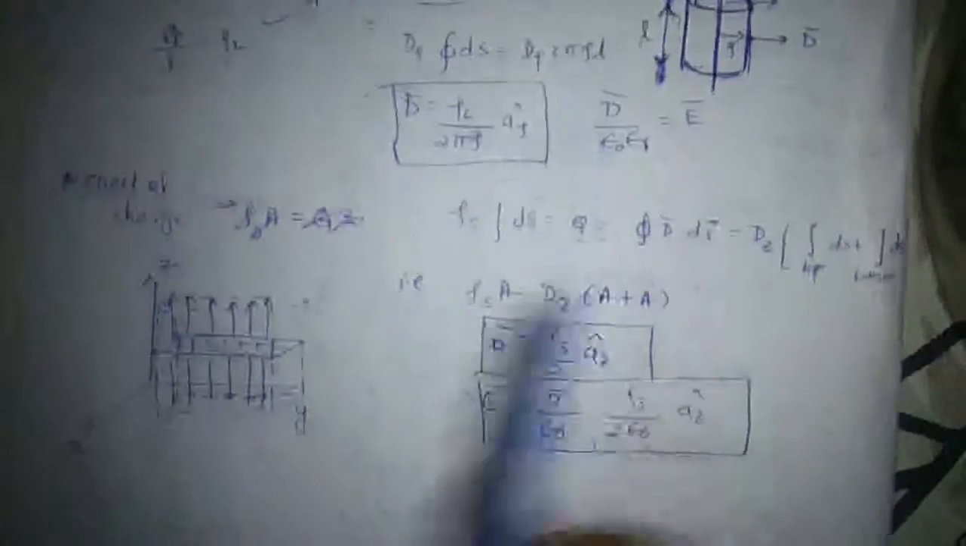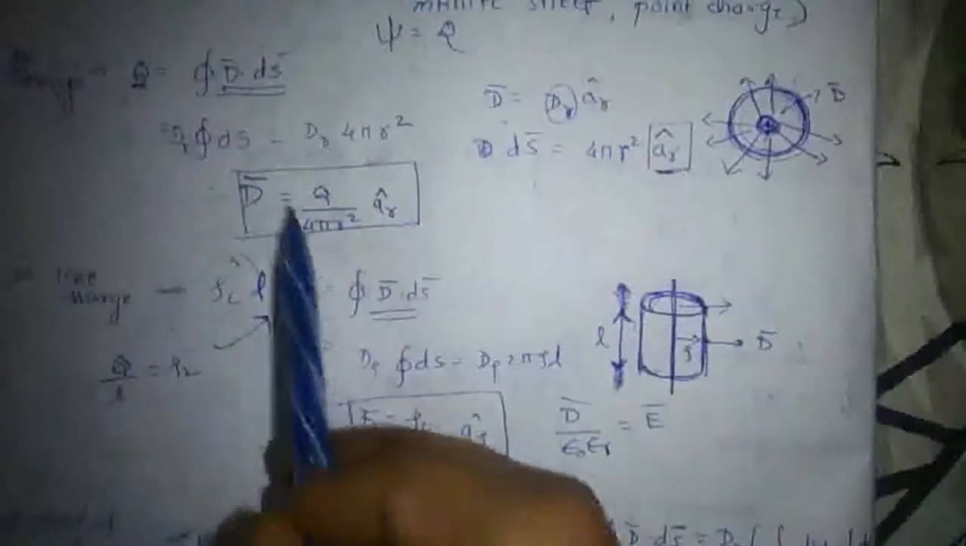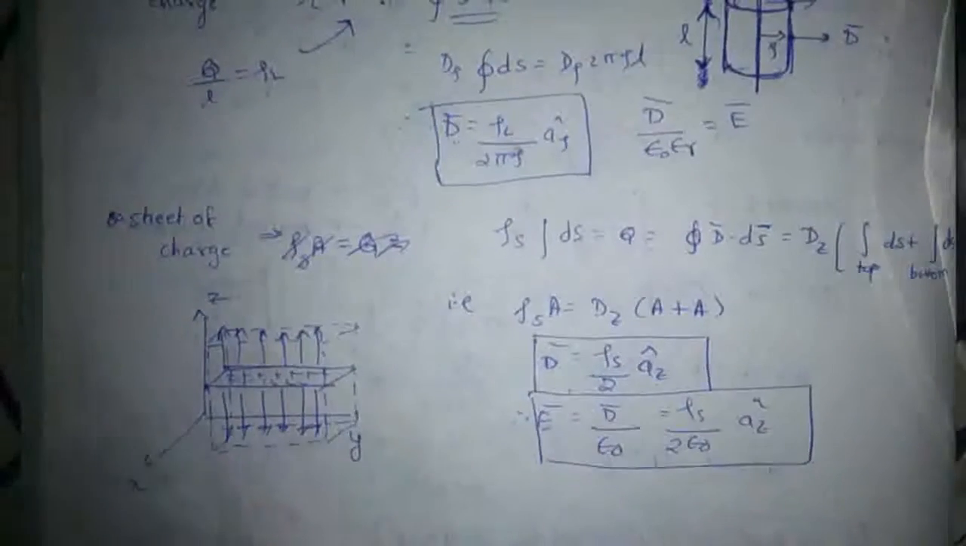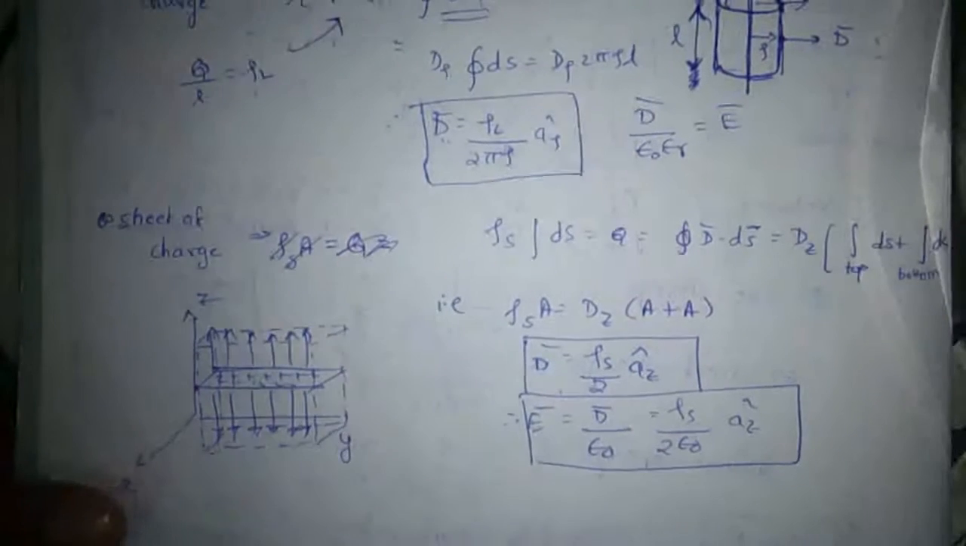But the important thing is to remember the formula of D bar. Here, 1, 2, and 3. If you get D bar once, you can easily calculate the electric field intensity by multiplying it with the permittivity of a given medium.